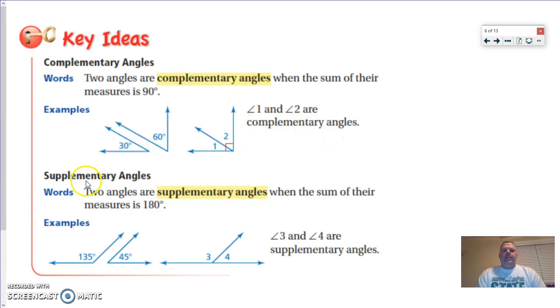Our second key idea is supplementary angles. Two angles are supplementary when the sum of their measures is 180. Therefore, they add up to 180. 135 and 45 add up to 180. These are supplementary because we have a straight line.